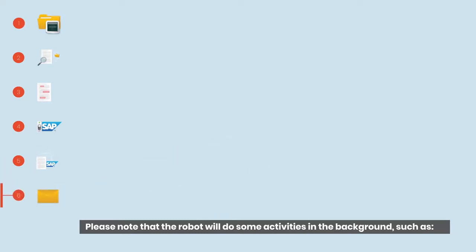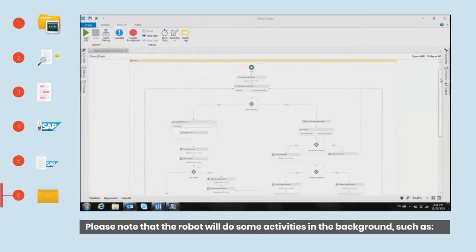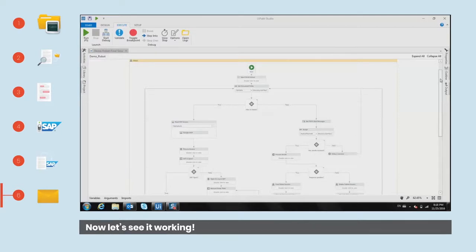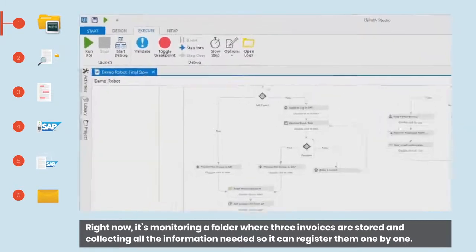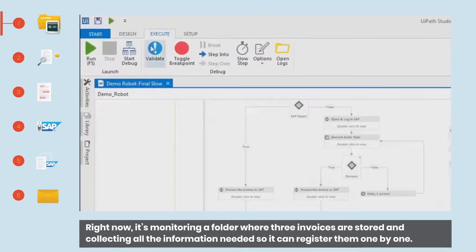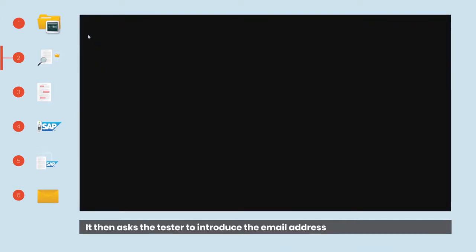Please note that the robot will do some activities in the background, such as most of the invoice-related actions, monitoring a folder or checking its email address. Now let's see it working. Right now, it's monitoring a folder where 3 invoices are stored and collecting all the information needed so it can register them one by one.